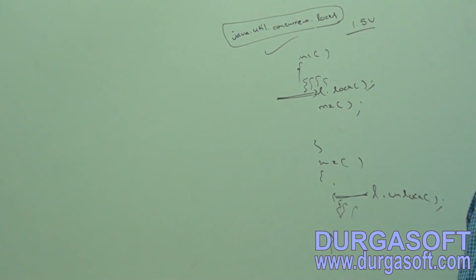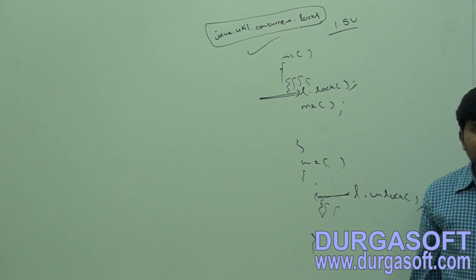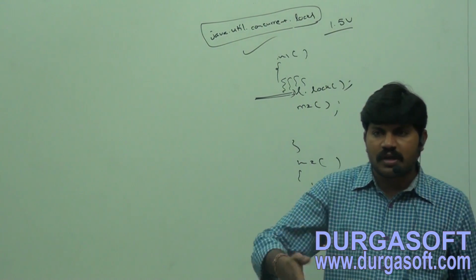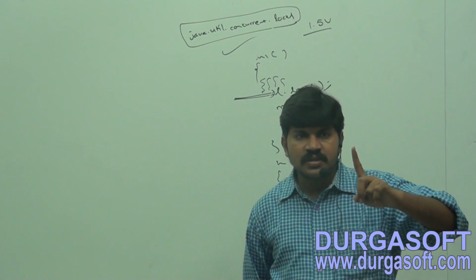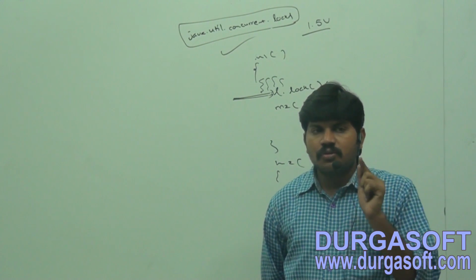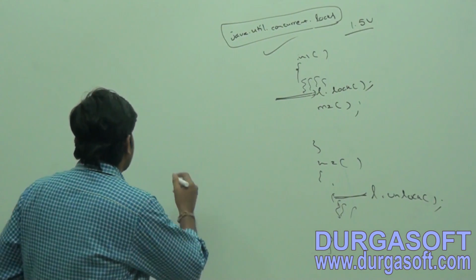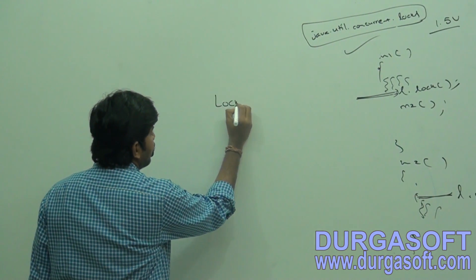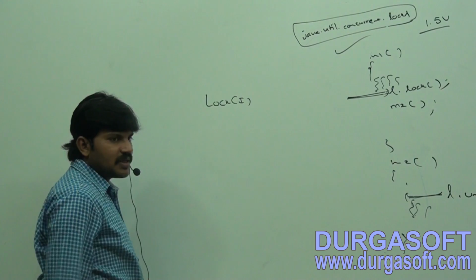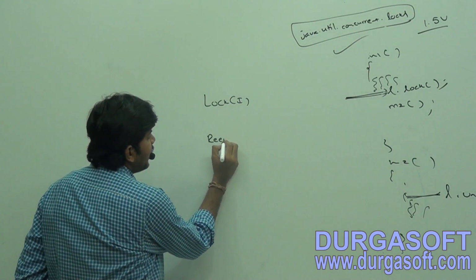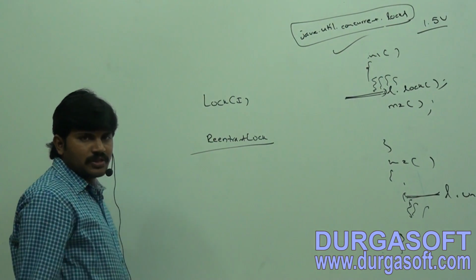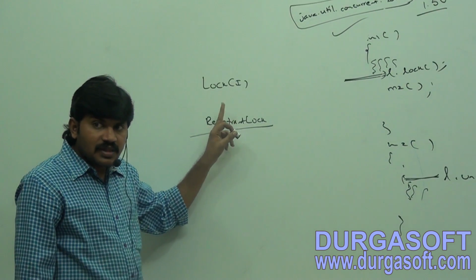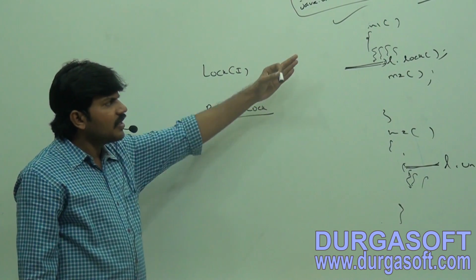So this is the basic introduction. What is the need of this new concept, right? Now in this we have to talk about one interface and one implementation class. The interface is Lock, and Lock itself is an interface. The implementation class is ReentrantLock. Are you getting it? Only two things we need to talk about: the Lock interface and ReentrantLock.